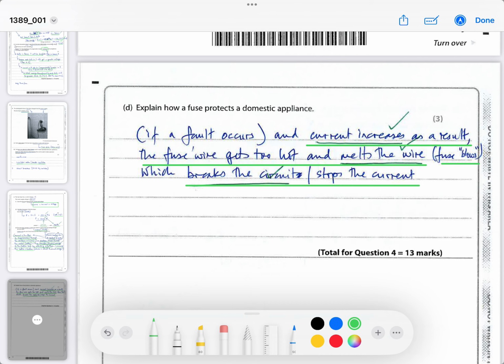So both these questions are on mains electricity, so that's a really good revision for your mock exam.